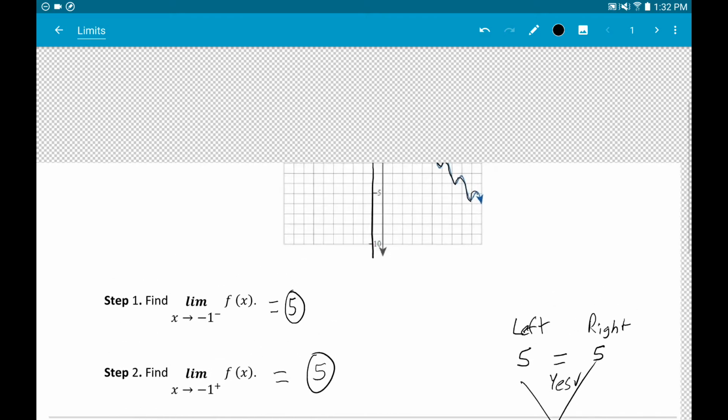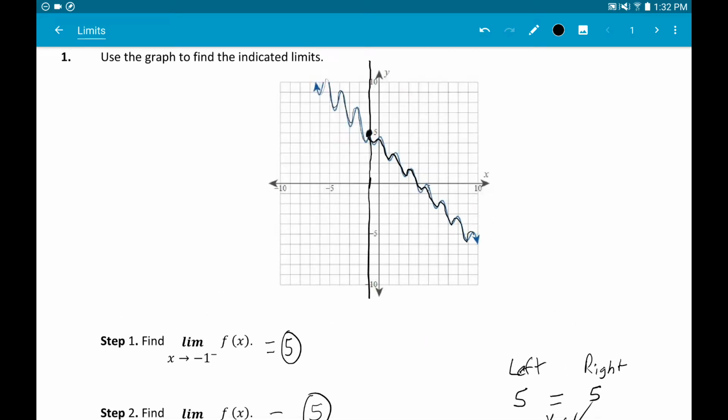If we look back at the graph, all we're really saying is coming in from the left and the right here, both the left and right sides are hitting at that same point. They're meeting together at the same location.